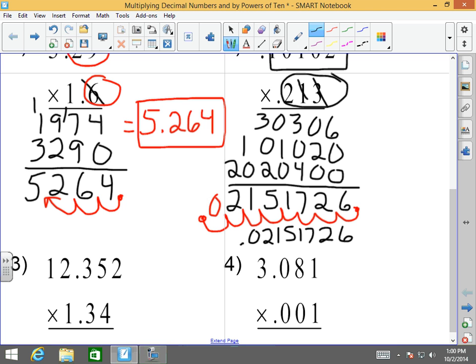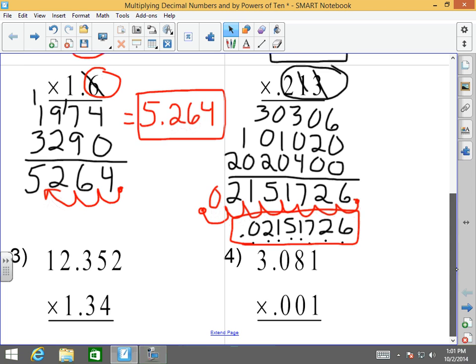So, 51726. And this is tens, hundreds, thousands, 10,000s, 100,000s, millions, 10 millions, 100 millions. So this is 2,151,726 10 millions, correct? Or is it 100 millions? That's tens, hundreds, thousands, 10,000s, 100,000s, millions, 10 millions, 100 millions. So it's 2,151,726 100 millions. Does that make sense, gentlemen? Nice and easy, right? Good stuff.